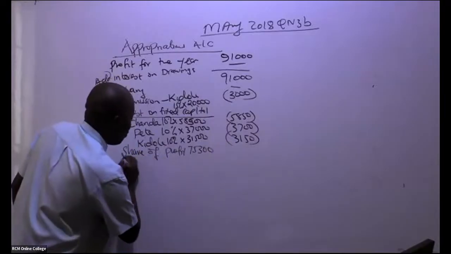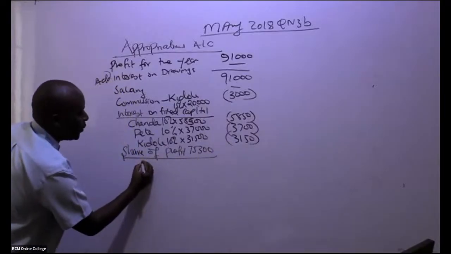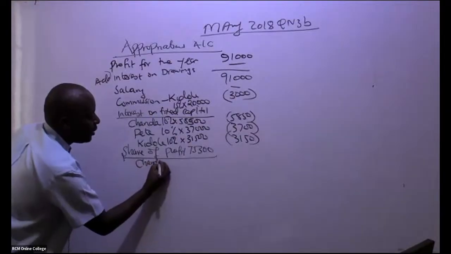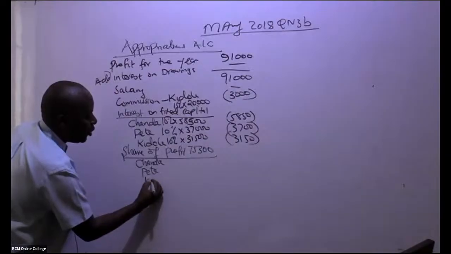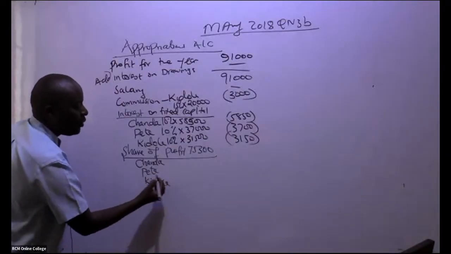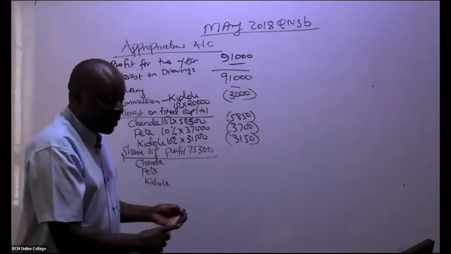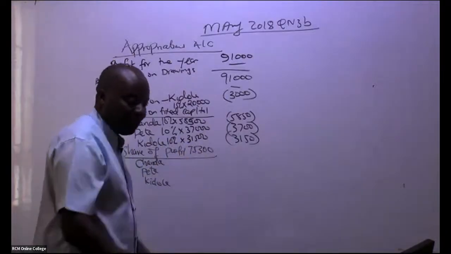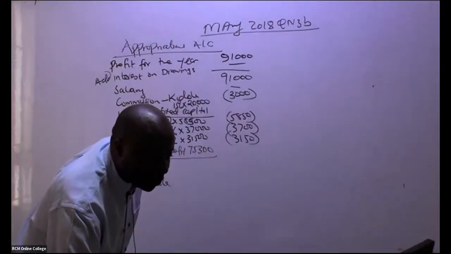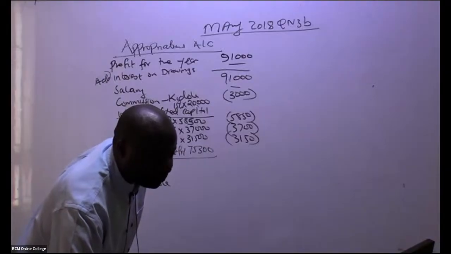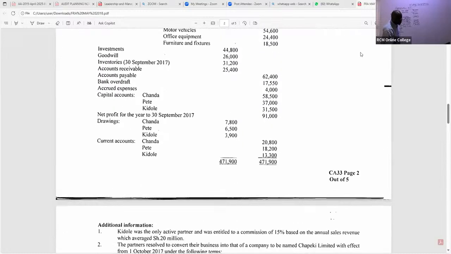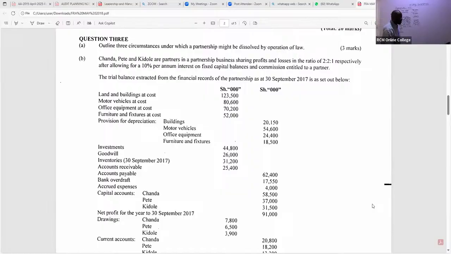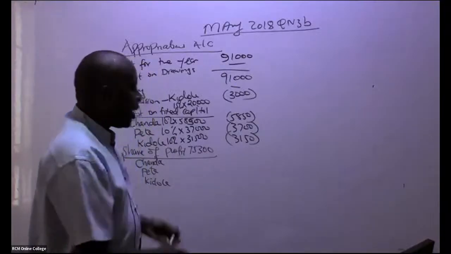So remember, we have again the three partners. So we have here Chanda, we have Pete, we have Kidole. And they have given us the ratios of sharing these profits. At times there are losses, remember. So they have given us, are you able to see the ratios? The ratios for sharing is 2:2:1.